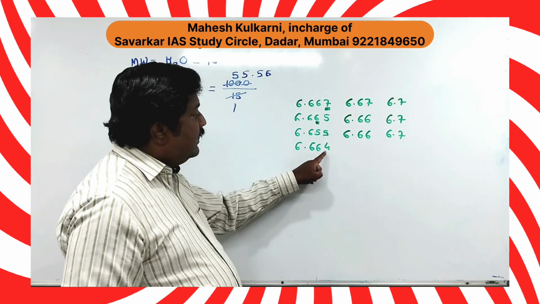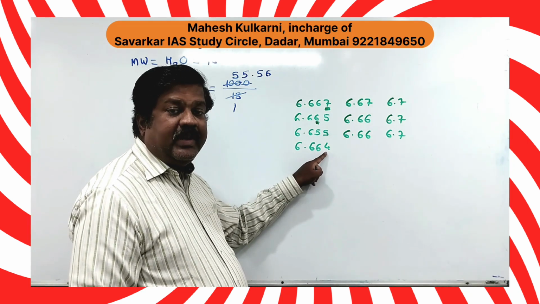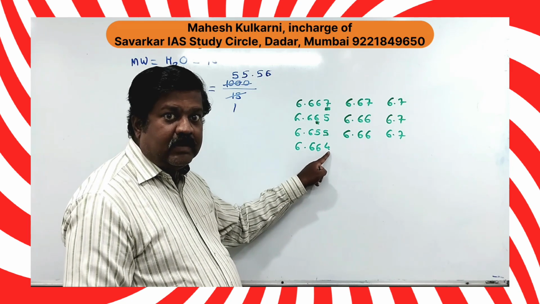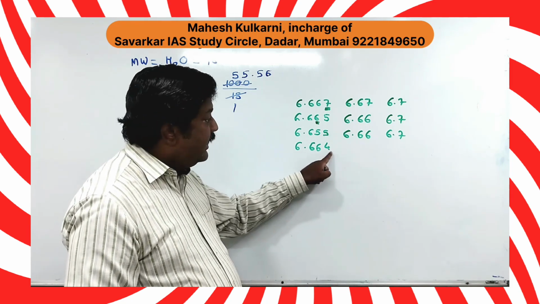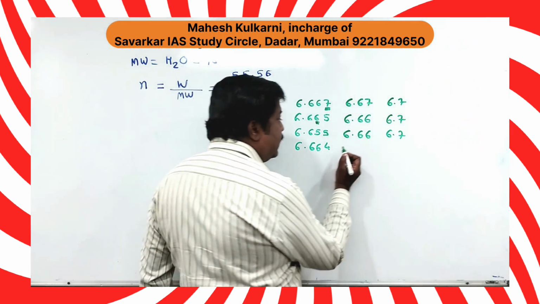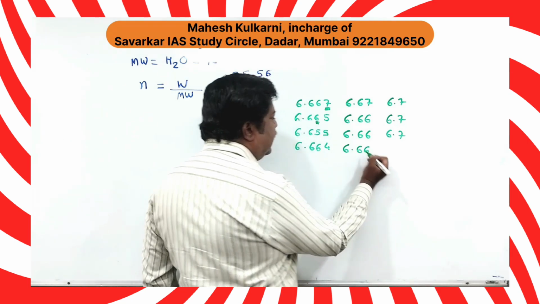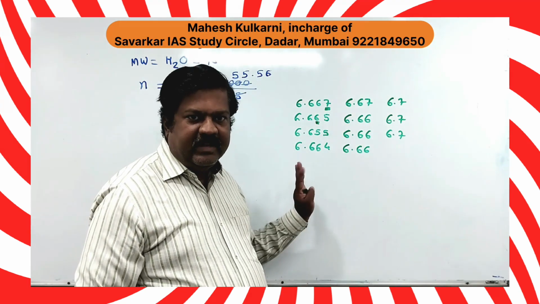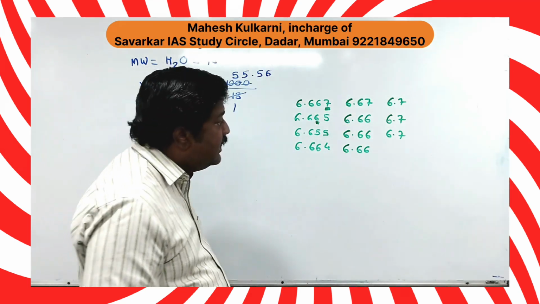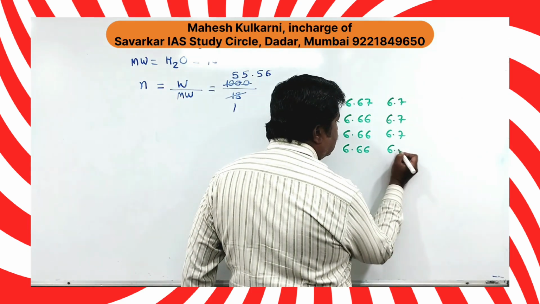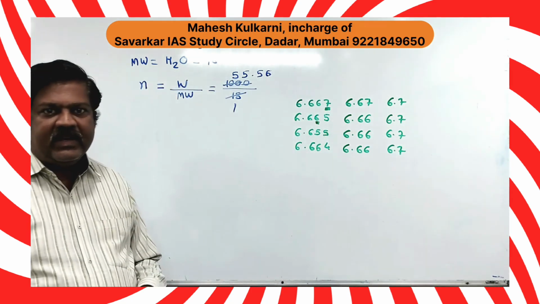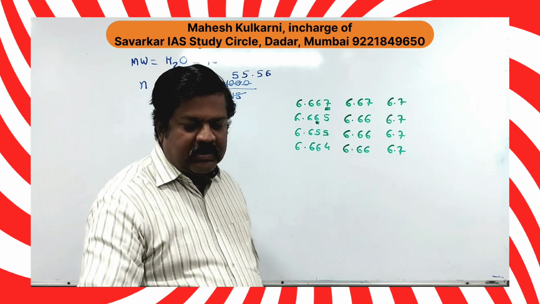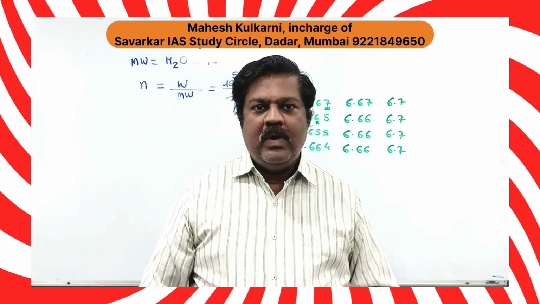The last case: the last digit is less than 5. It is not equal to 5, not greater than 5, it is less than 5. So keep the previous digit, whether it is odd or even, as it is. No change in the previous digit. So this can also be rounded as 6.7. So these are the rules we are using to round up the figure.